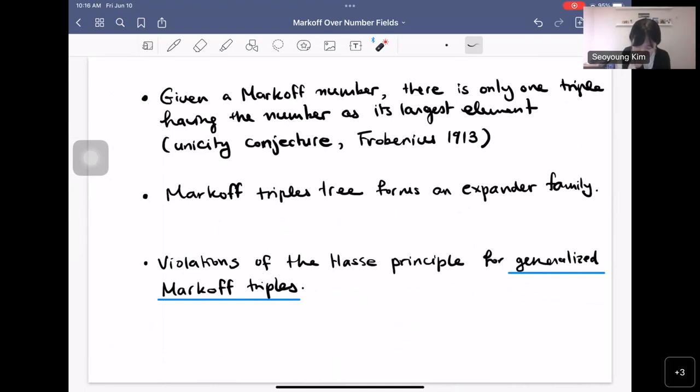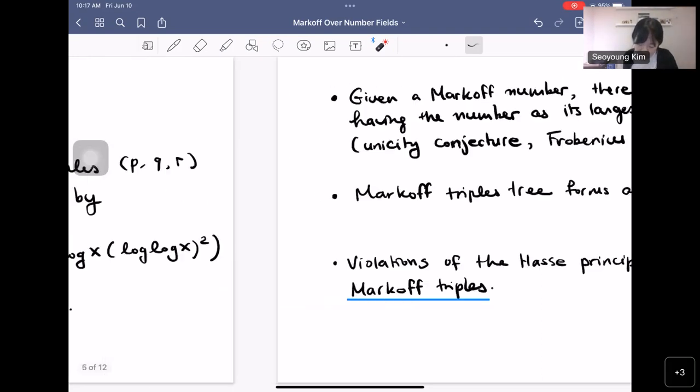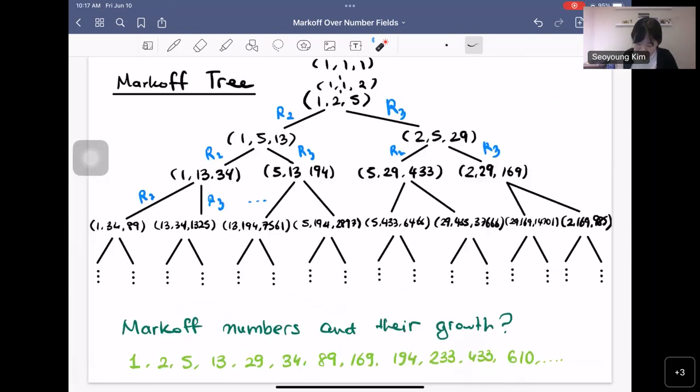One of the famous conjectures regarding these Markov numbers is related to how Markov numbers appear uniquely in the tree. The statement is as follows: given a Markov number which is not 1 or 2, there is only one triple having the number as its largest element. So what it says essentially is that if your Markov number is big enough, does it pop up only once?